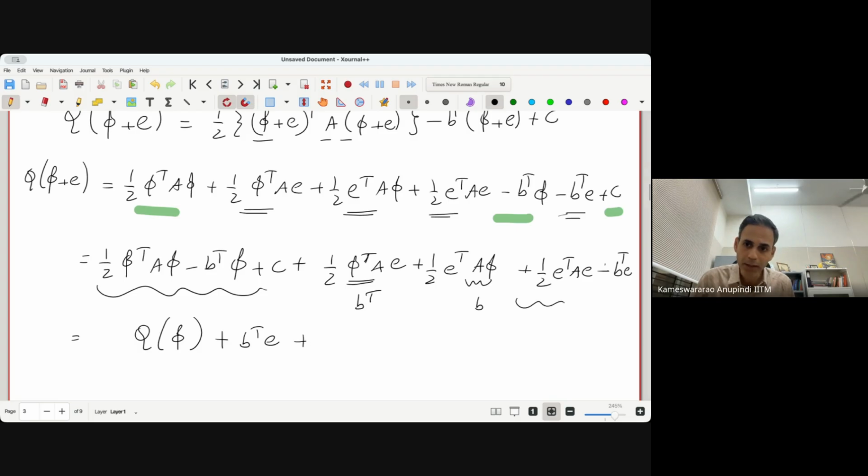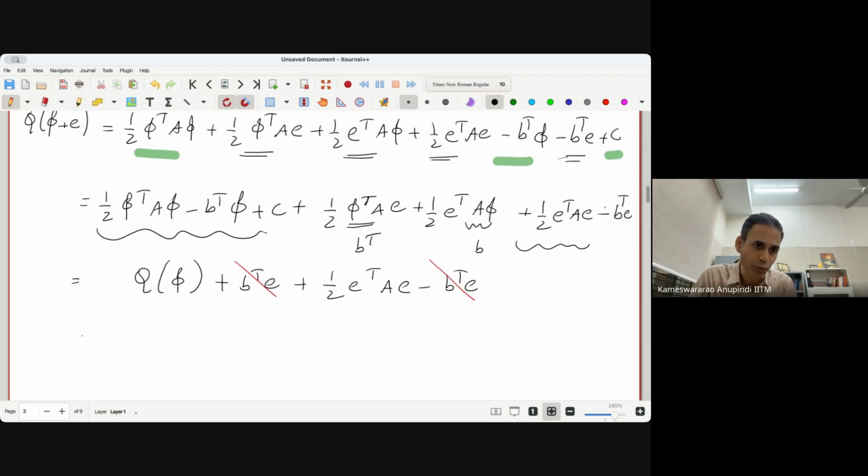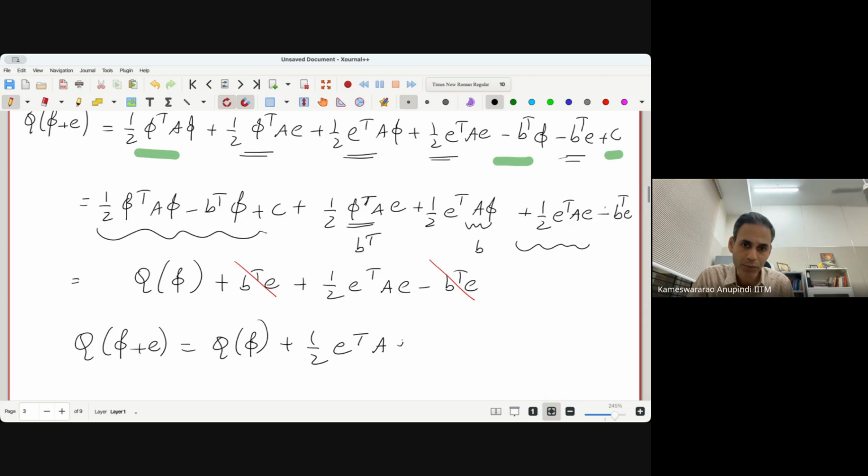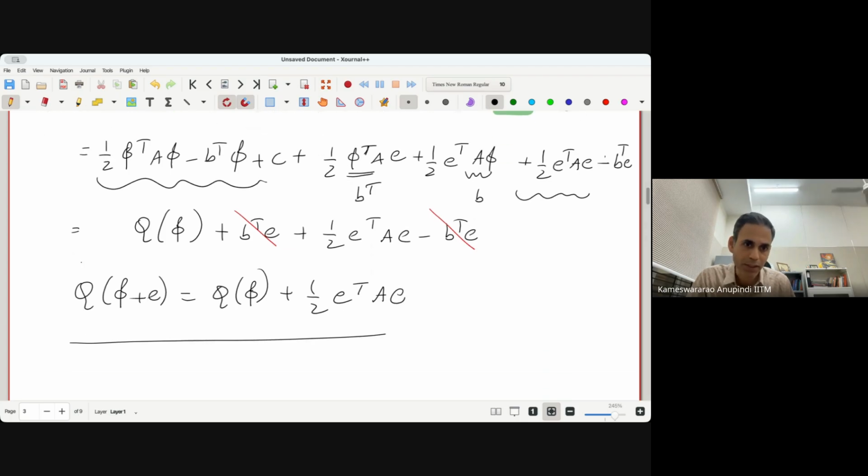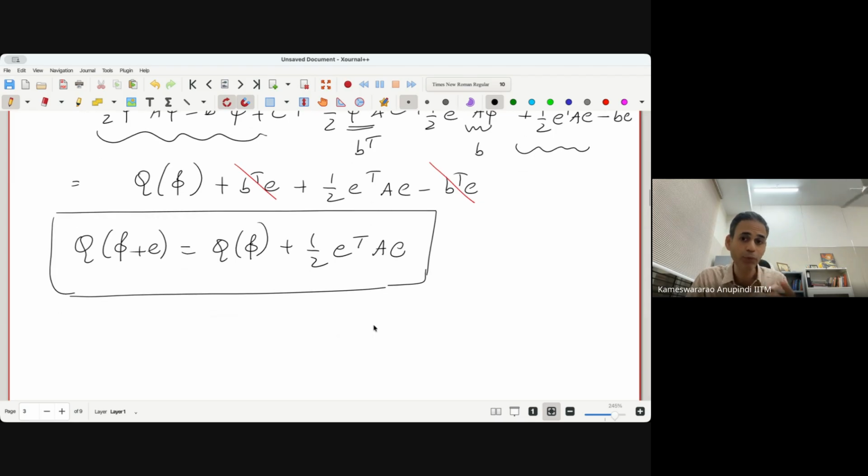And then I add the remaining terms here, which is half of E transpose AE minus B transpose E. But then we realize that there is a minus B transpose E and plus B transpose E here, so I can strike them off. So I am basically ending up with two terms, Q of phi plus E equals Q of phi plus half of E transpose AE. Now this is the main result for proving that it should be symmetric positive definite.